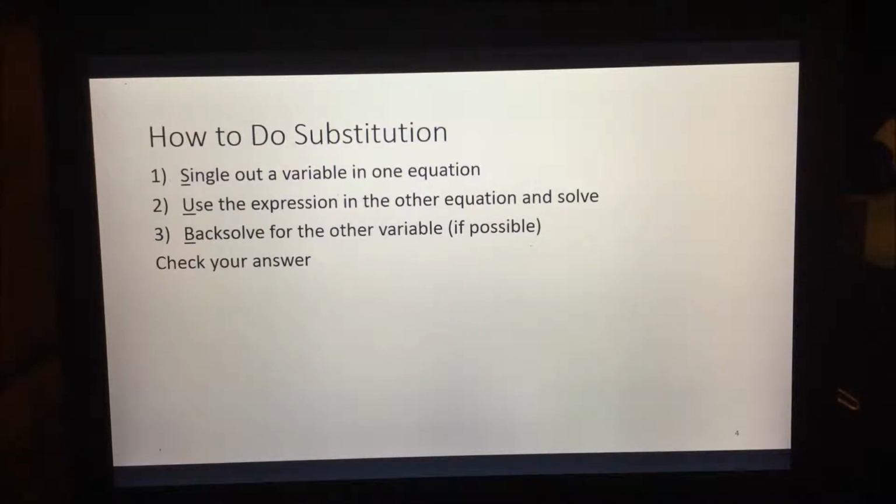So how do we do substitution? This is an easy to remember 3-step process. It starts with S, U, B for substitution. Step 1, single out a variable in one equation. Step 2, use the expression in the other equation and solve. Step 3, back solve for the other variable if possible. And we're going to talk about the if possible. And because we're solving equations, we always check your answer.